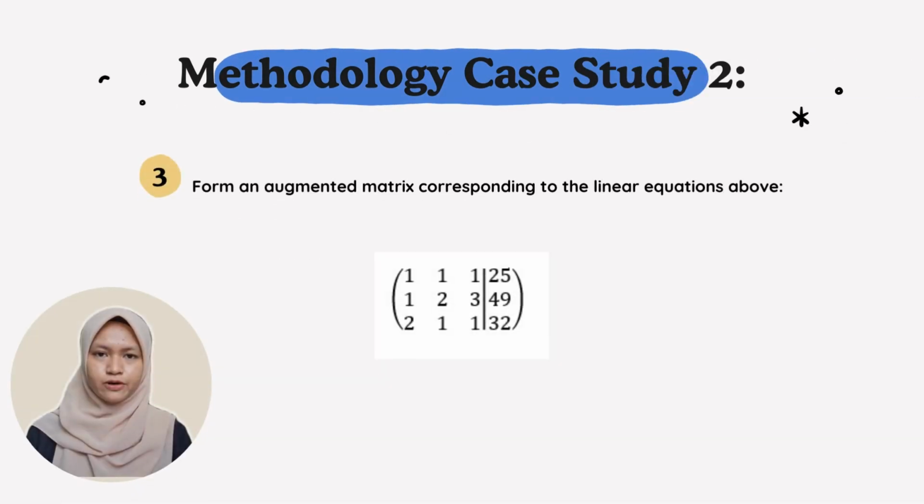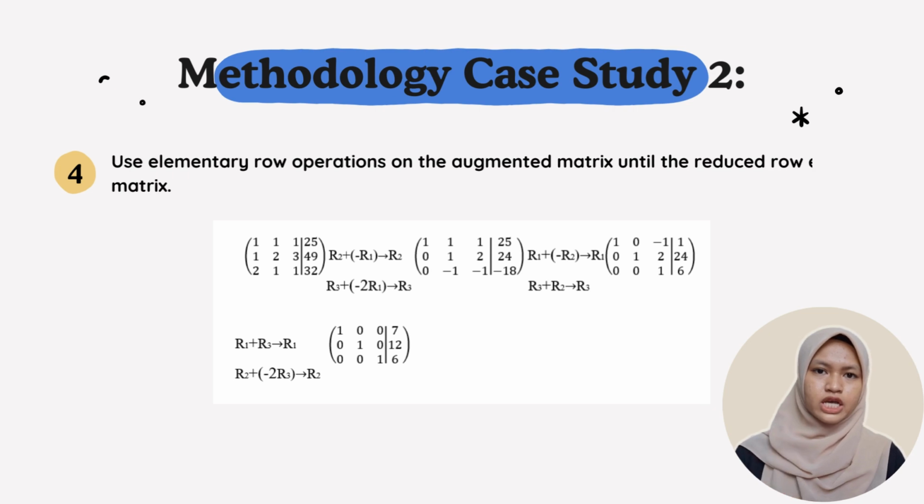Step number 3, form an augmented matrix corresponding to the linear equations from the previous slide. So the form will be like this. Step number 4, use elementary row operations on the augmented matrix until we reach the reduced row echelon matrix. So the last row will be like below.